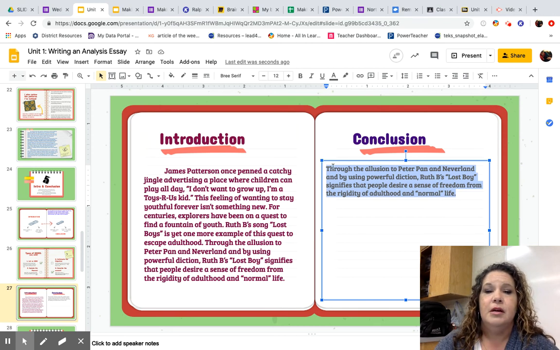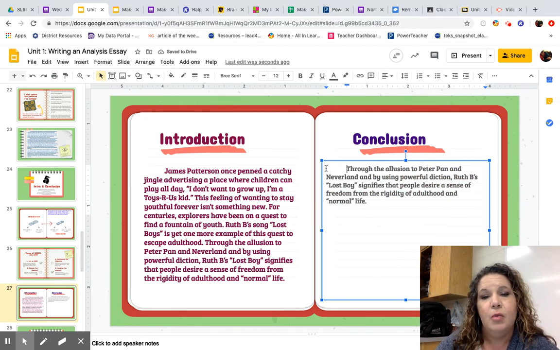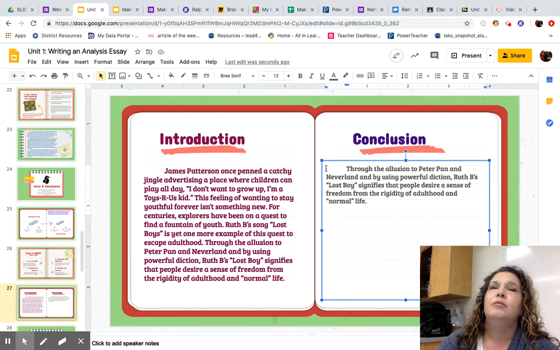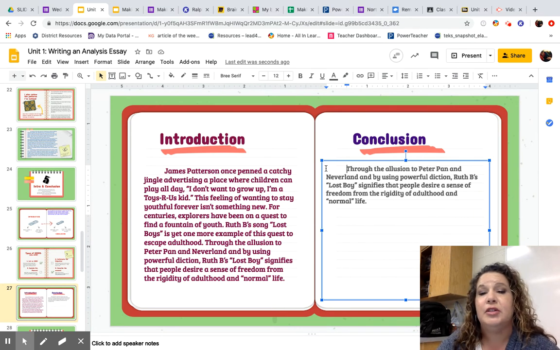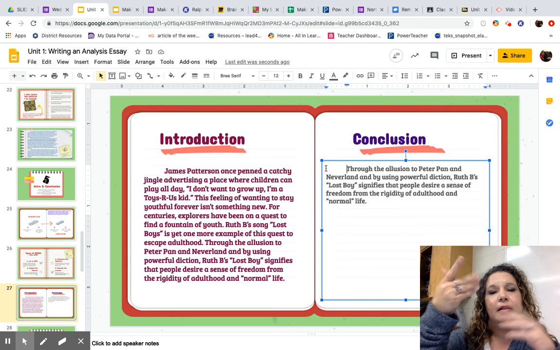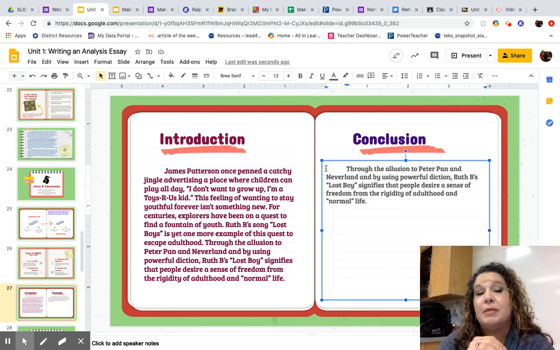All right. So I don't want it to be exact. I want to change it up. When I'm looking at it, I want to concisely repeat without using word for word. So through the illusion of Peter Pan and Neverland and by using powerful diction, Ruth B's Lost Boys signifies that people desire a sense of freedom from the rigidity of adulthood and normal life. How about if I take the end of the sentence and move it to the beginning? Let's start there. Because sometimes when we want to rephrase, that's a perfect place to start. We're simply going to invert the sentence.